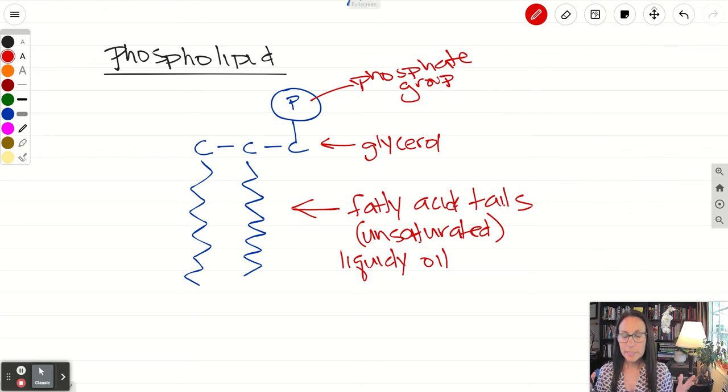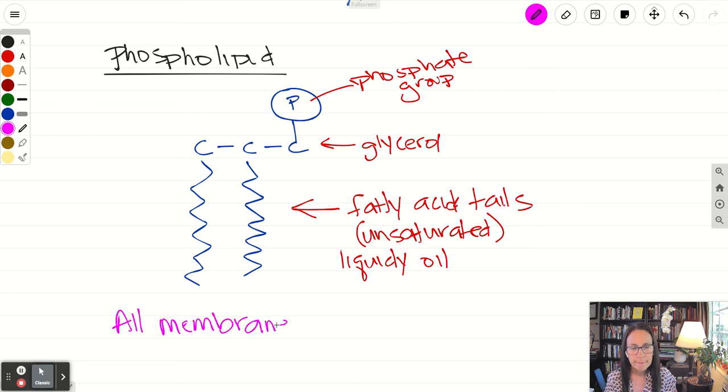Okay, so a phospholipid is important because we're going to talk more about this coming up, but in your cells, you have what is called a membrane. All membranes are made of phospholipids. Okay, so I'm going to write this down. This is a very important point that we're going to go into in the future. So all membranes in cells are made of phospholipids.